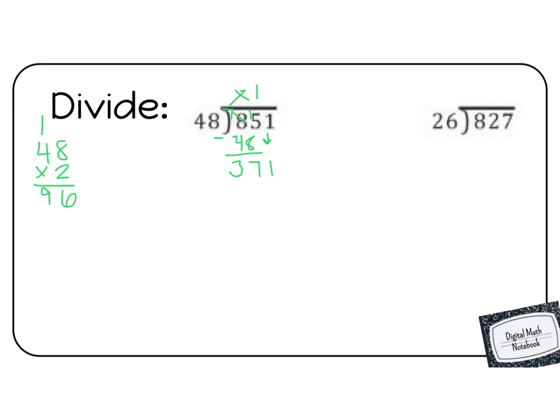So if we think how many groups of 50 could go close to 371, 50 and 50 would be 100, 50 and 50 would be 200, 50 and 50 would be 300, so 6 50s gets us to 300. So let's multiply by 7 and see how close we can get.